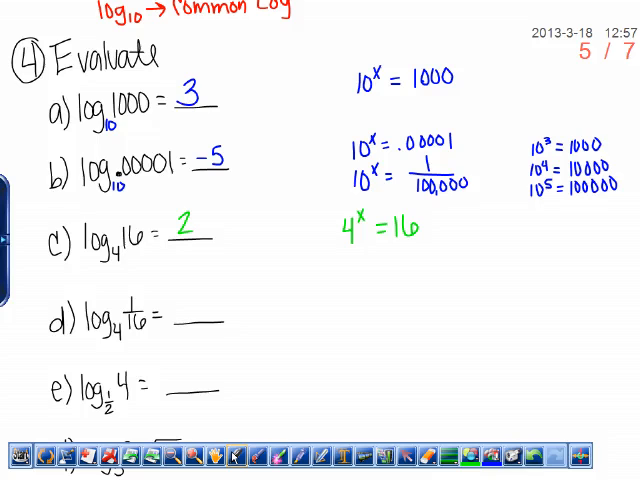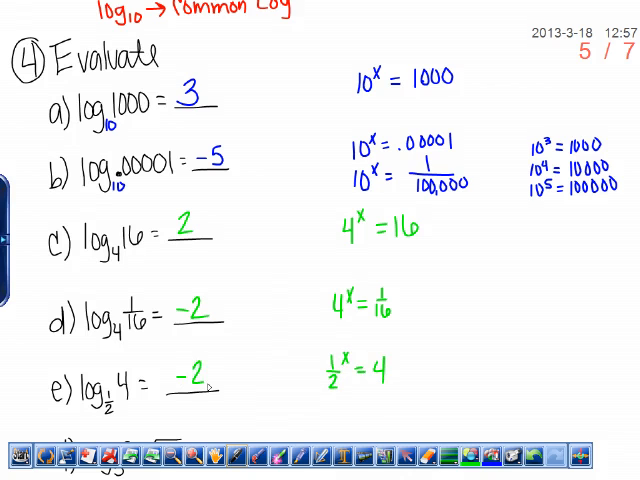All right, Lindsay, what's the equation you came up with for D? 4 to the power equals 1/16? Good. 4 to what power equals 1/16? And what did you come up with? Negative 2. Good. The negative flips, and then the 4 squared is 16. All right, Hannah, what equation do we come up with for E? 1/2 to what power equals 4? Good. And I came up with negative 2. Very good.